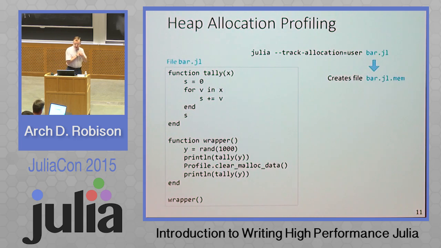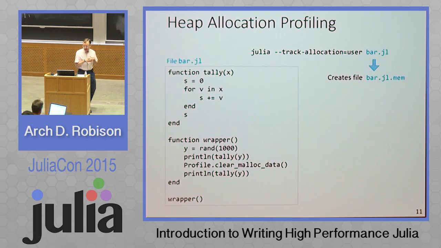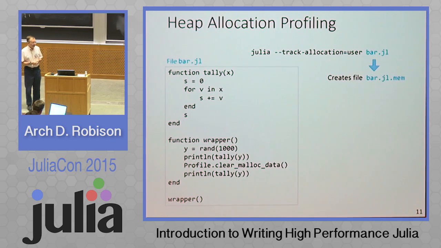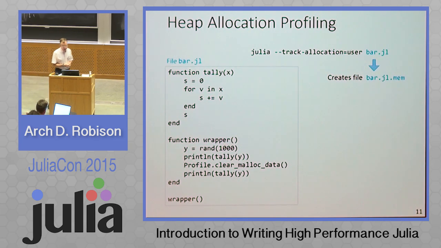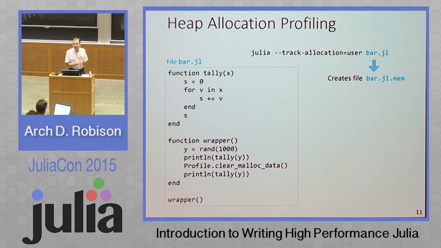So another important thing, besides time profiling, is heap allocation profiling. To do this, there's an option with Julia, the --track-allocation=user option. When you run Julia with that, it will create a file with a .mem extension that gives you a line-by-line breakdown of the allocations. Now, using it requires a little bit of care if you really want to count the allocations right.